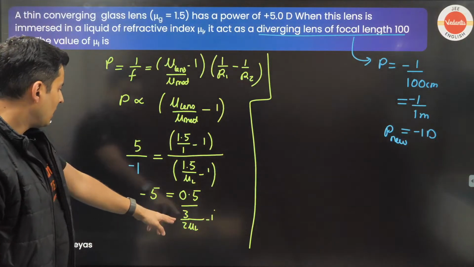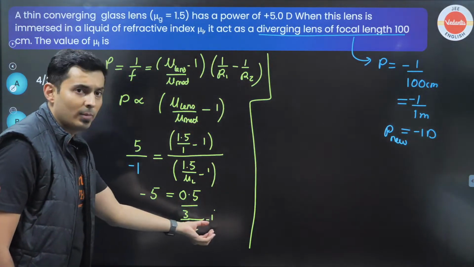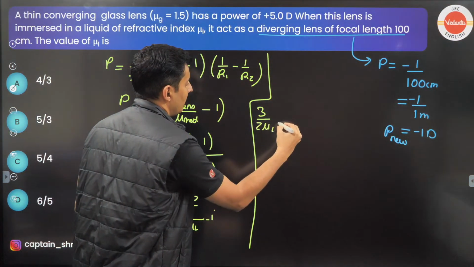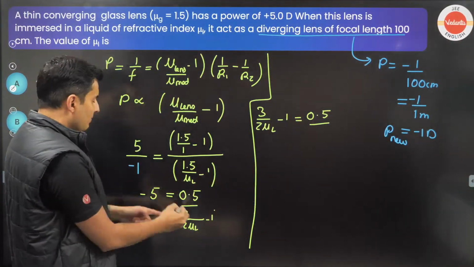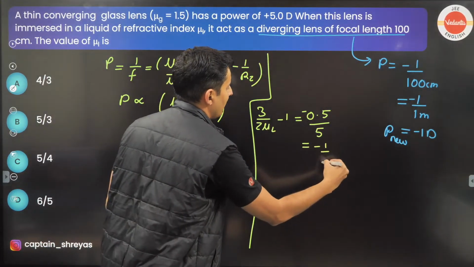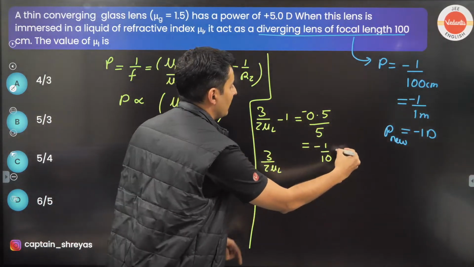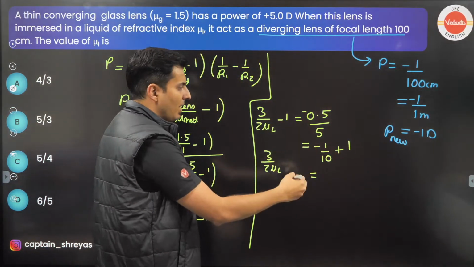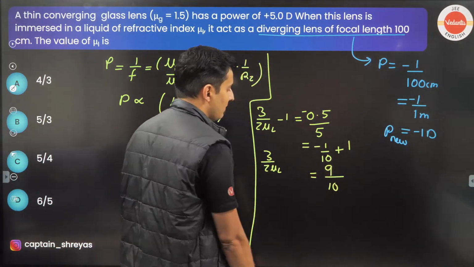Check this out. Now what I can do is I can just take these on the top, bring 5 below, bring minus 5 below. So it will just become 3 by 2 mu L minus 1 is equal to 0.5 as it is. This minus 5, I bring it over here. So this will become minus 1 by 10, and this is 3 by 2 mu L. Bring this minus 1 over there, it will become plus 1. So 1 minus 1 by 10 will be nothing but, 10 is common, it will be nothing but 9 by 10.